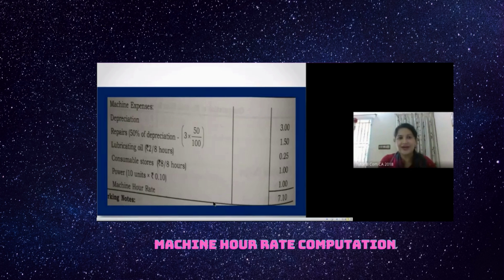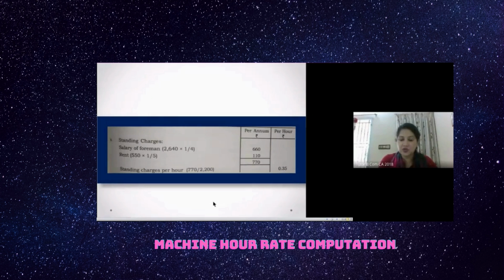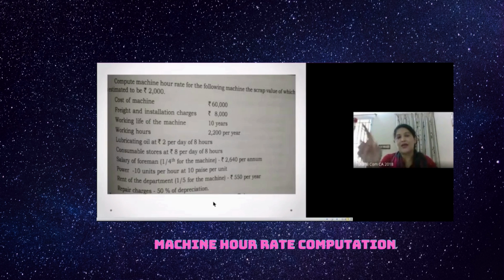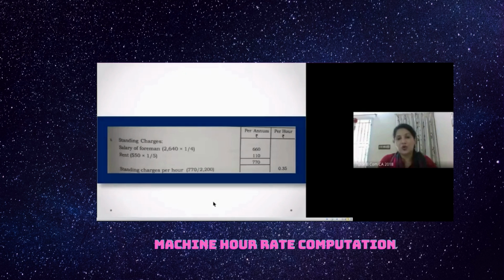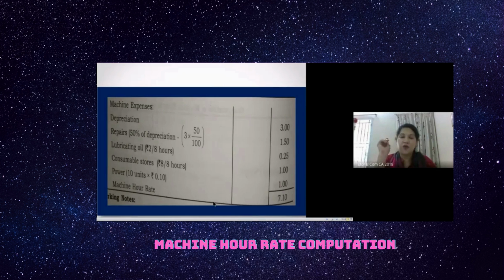Now, in the question, they had said repairs is 50% of depreciation. It's just a mathematical calculation. We already computed depreciation, so 50% of that will give us the repairs. The next part which they had given in the question is lubricating oil, which is used for the effective functioning of this machine. They have said it is used as 2 per day of 8 hours. So we want hourly rate. So 2 by 8, which gives us 0.25.